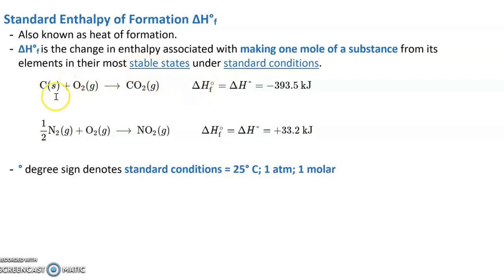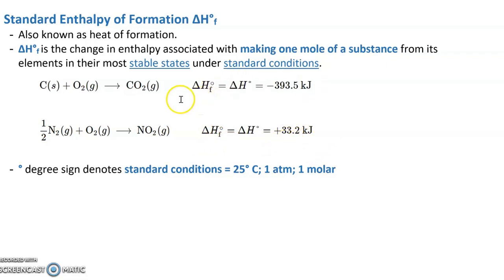Some examples here: you have the formation of carbon dioxide gas from its elements, carbon solid and oxygen gas. That reaction has a delta H value of negative 393.5 kilojoules. And since this is the formation of carbon dioxide from its elements, this is referred to as its heat of formation. Likewise, you can see here we have the formation of NO2 gas from its elements, nitrogen gas and oxygen gas. This is given a heat of formation value of positive 33.2 kilojoules.